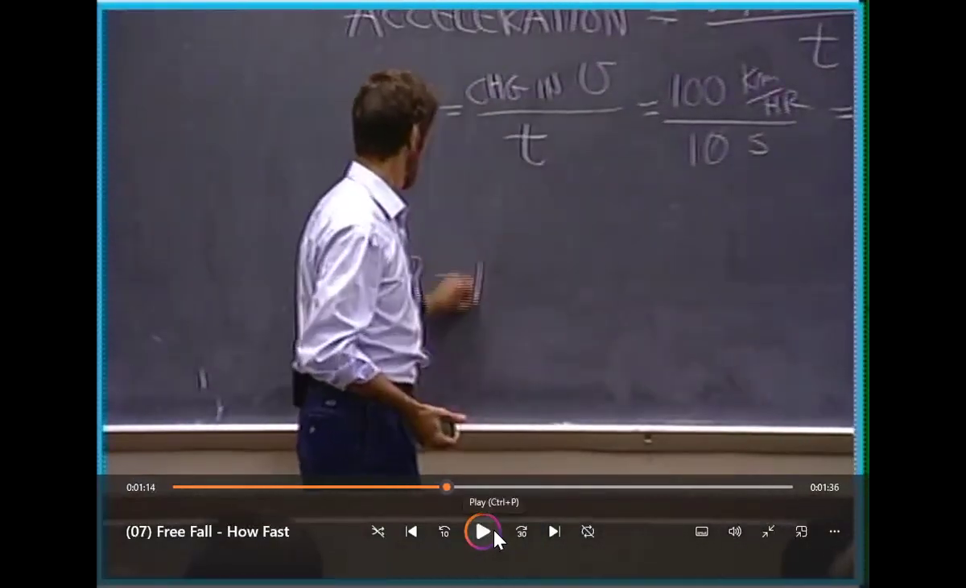I want to see if you guys know this. This may be a little bit of trivia. There might be a couple of you who know this. So you go to the edge of the Grand Canyon, you drop the ball. It's picking up speed, going faster, faster, faster, isn't it? How many meters per second does it pick up every second? Does anybody know?